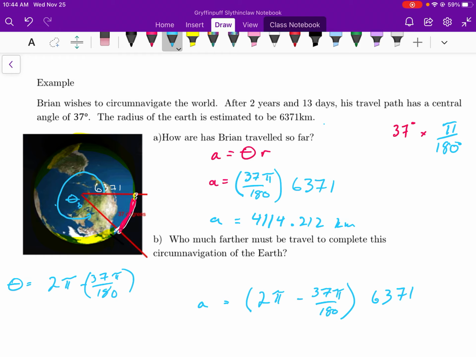So 2 times pi minus that impossibly crazy angle, which thankfully my calculator has stored numerically, and then times the radius of the Earth, which is 6,371. And it's not looking so good, actually. He needs to travel 35,915 kilometers, or 15.961 kilometers more. So, alternatively, you could have just figured out the circumference of the Earth and then subtracted that, and that would also suffice.